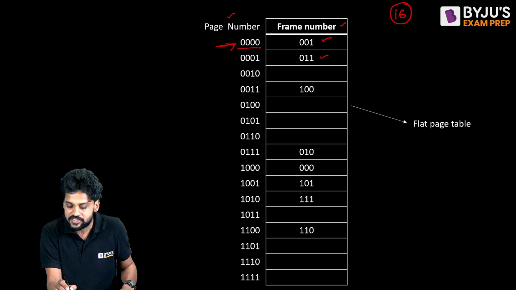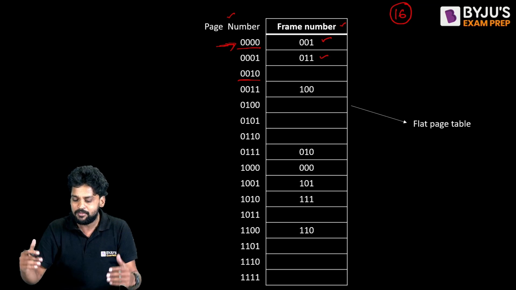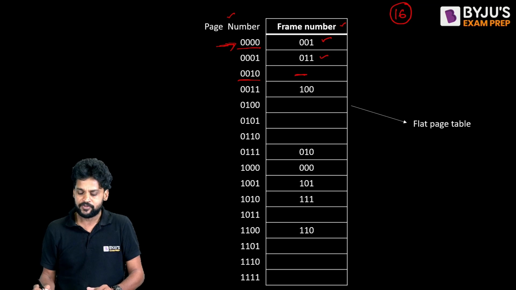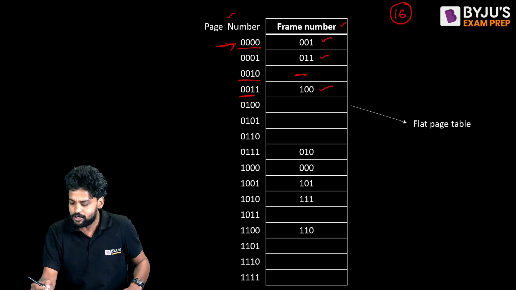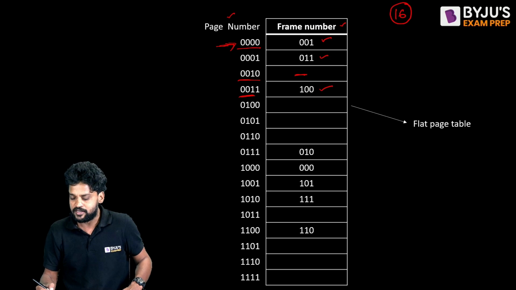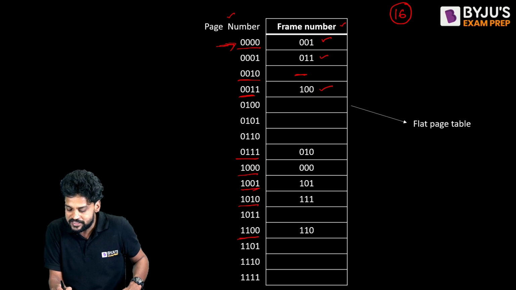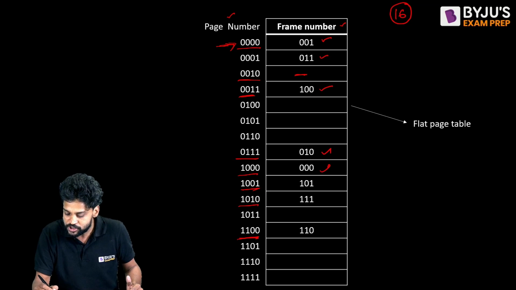Now for this instance, page 0010 of the secondary memory is not available in any block of the main memory, so there won't be an entry here. And page 0011 is available in block 100, and the other pages that are available in the main memory are 0111, 1000, 1001, 1010, and 1100. These are stored in the main memory in these blocks.